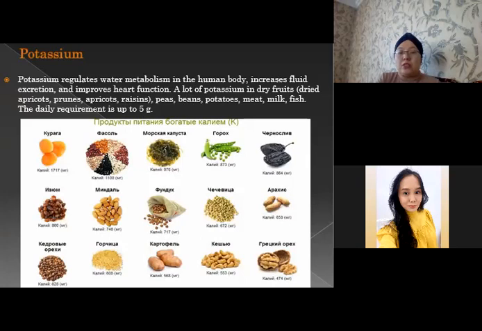Also, potassium, it's the main group which is containing a high amount, but it doesn't mean that the other product doesn't contain.